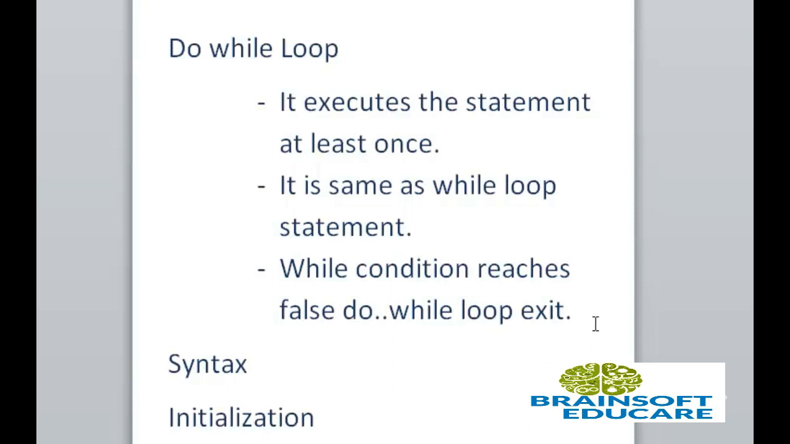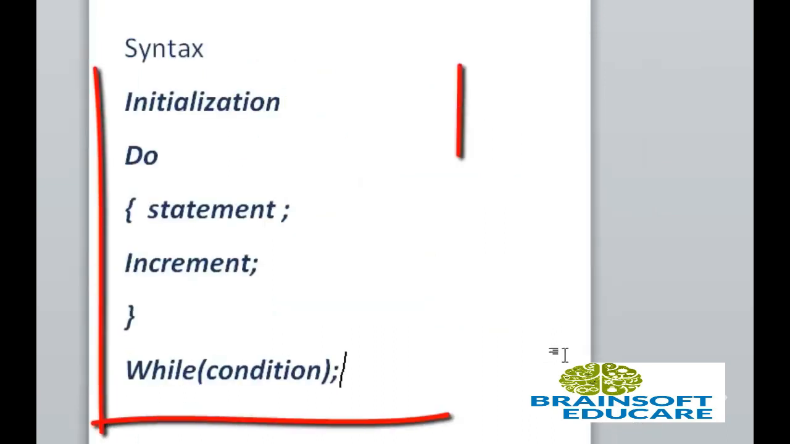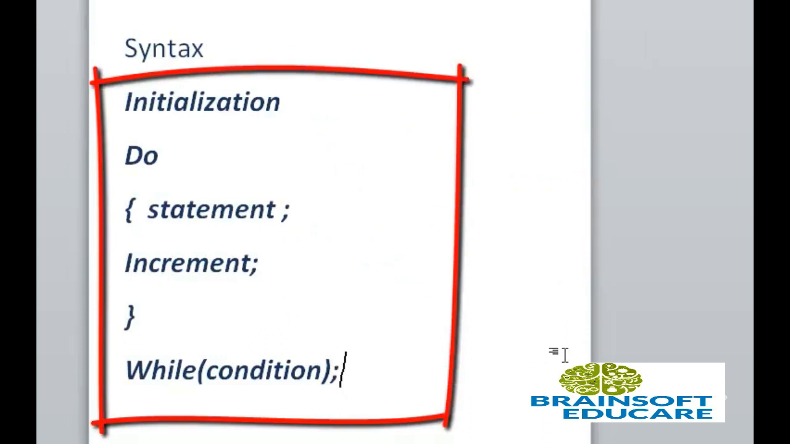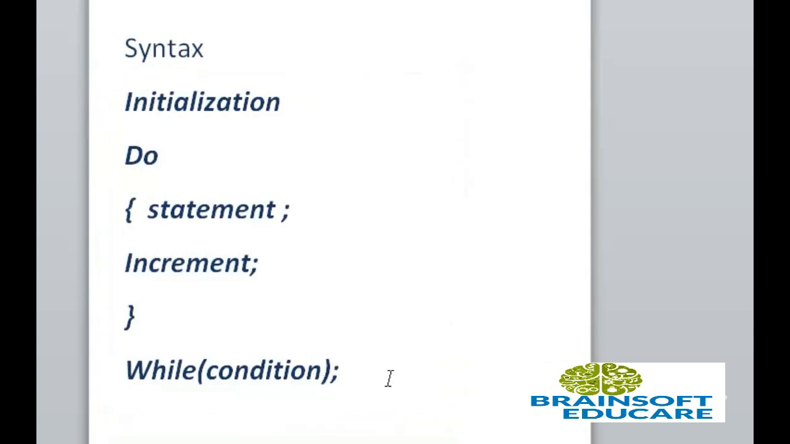Let's take a look at the syntax. This is the syntax of do while loop. Here do is the keyword. Incremental process which increments the variable, and at last it checks the condition. So do while loop is also called the exit control loop because it checks the condition at the end of the loop. To clarify your idea about do while loop, let's take a look at the example.